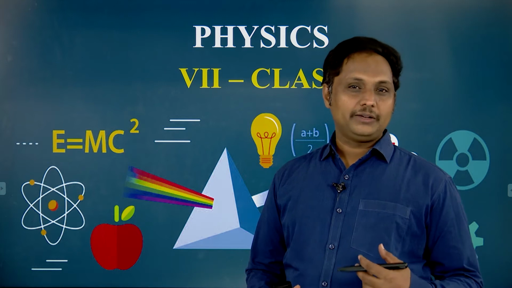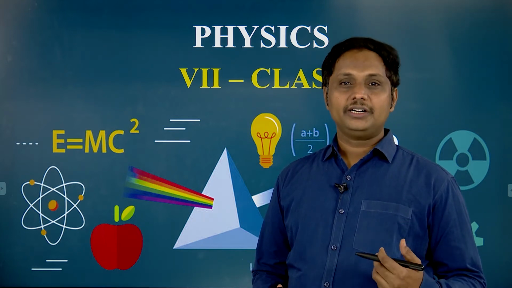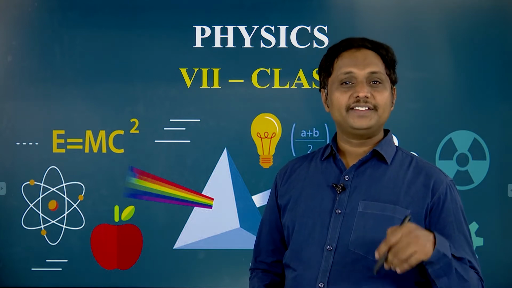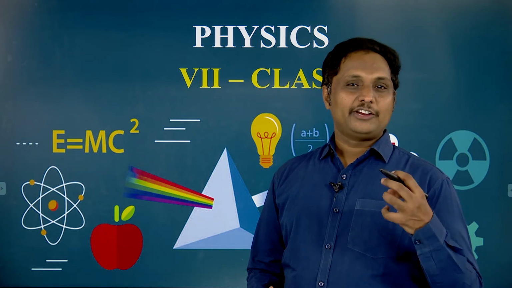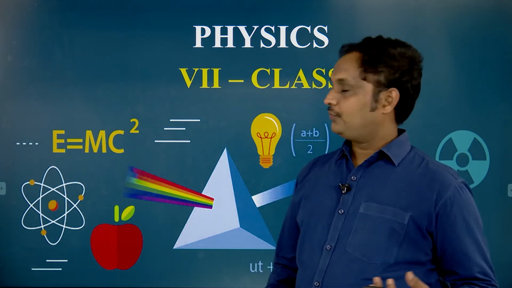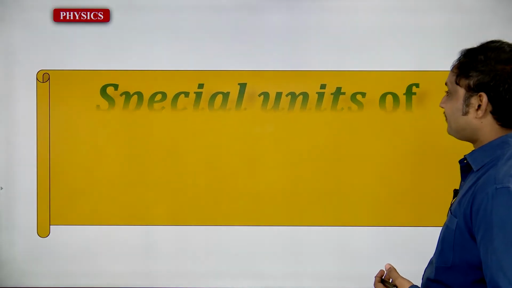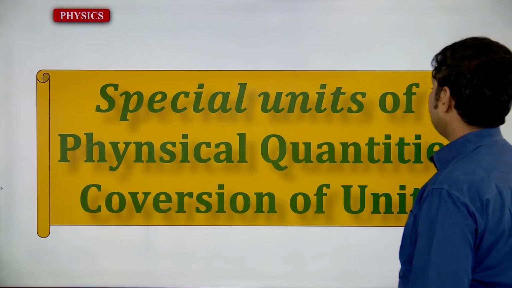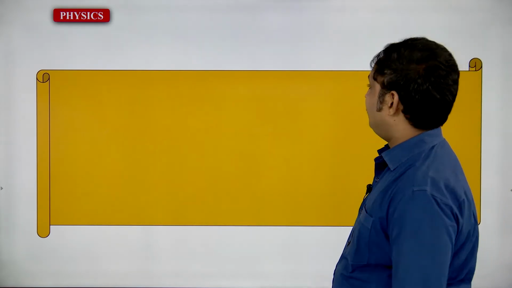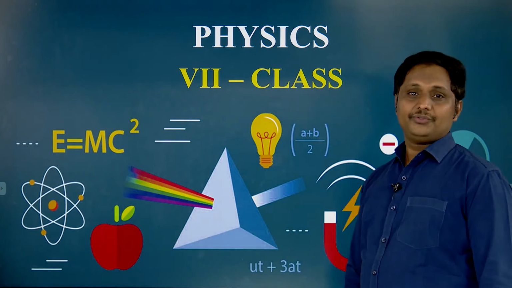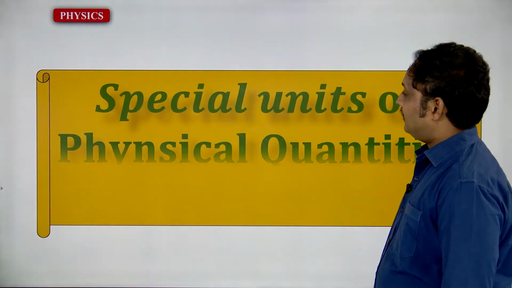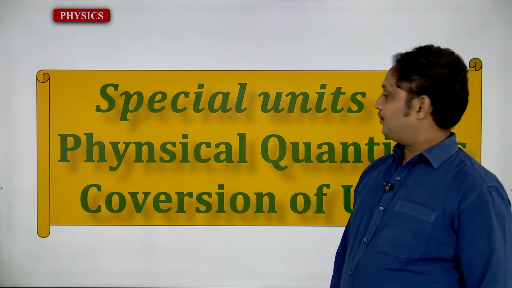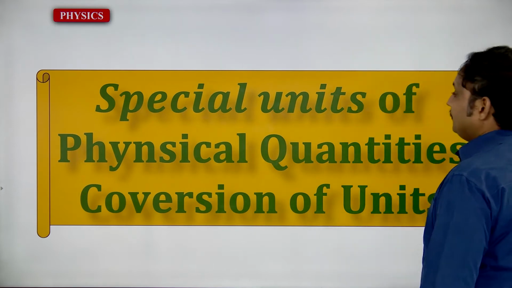For macroscopic parameters, you need to represent the units. For microscopic phenomena, you have to consider the special units. It's very simple: the magnitude is going to be very small, so we go for special units. Special units of physical quantities and their conversion for 7th class students, at their understanding level. It's very clear.